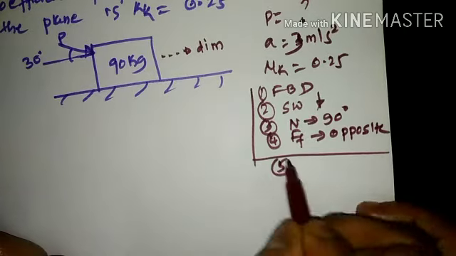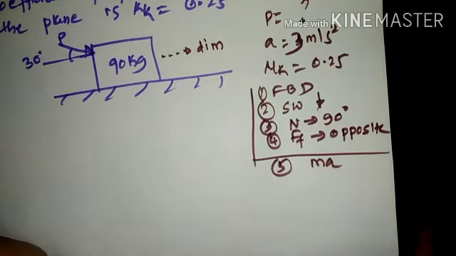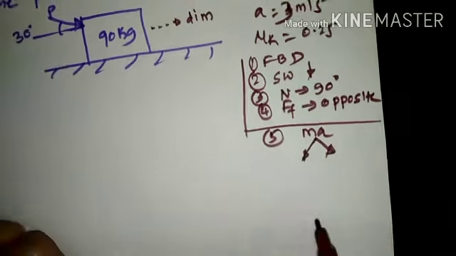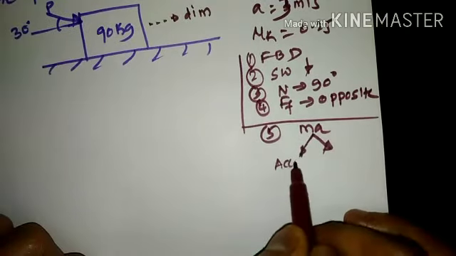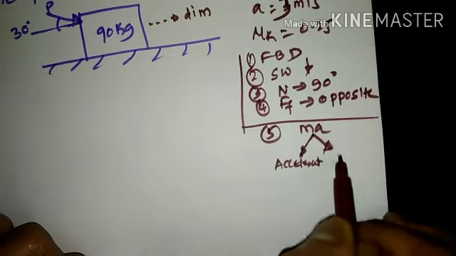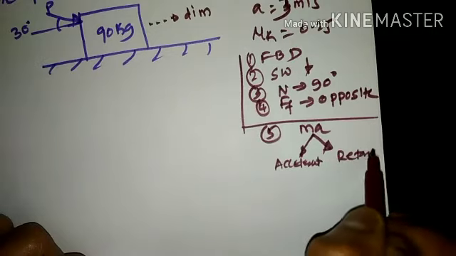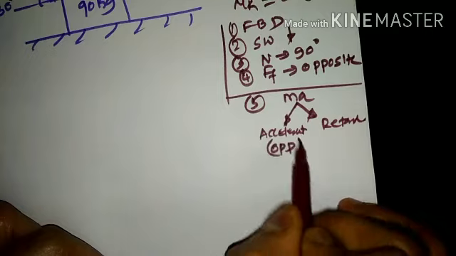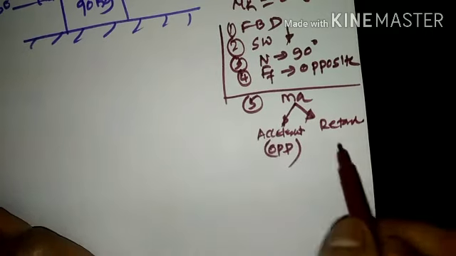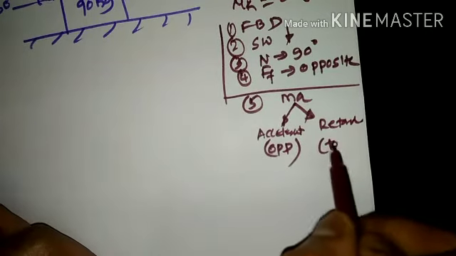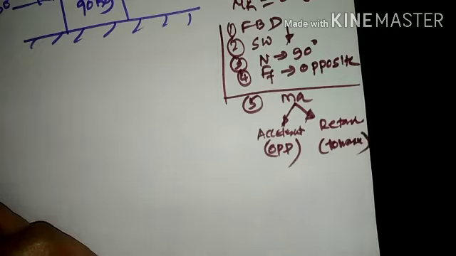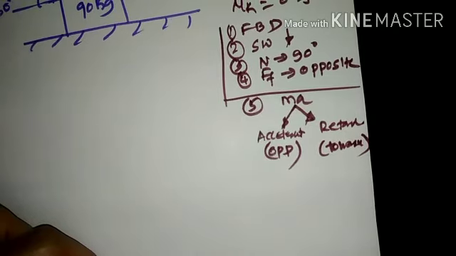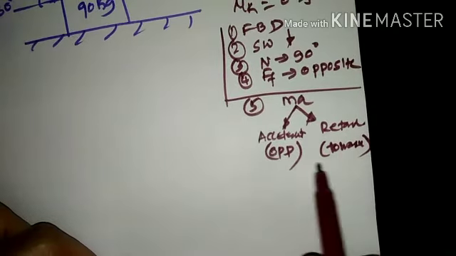Next comes the direction of the inertia force, which is MA. MA depends upon what type of movement it is, whether it is a form of acceleration or a form of retardation. If it is acceleration, it will always be opposite to the movement of the body. When it is retardation, it will be towards the movement of the body. Retardation means the body comes to a halt, so that is the case of retardation.